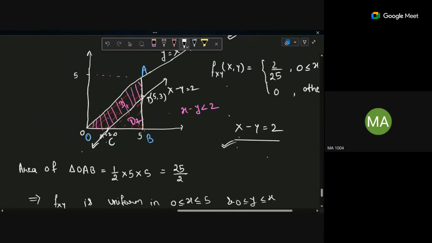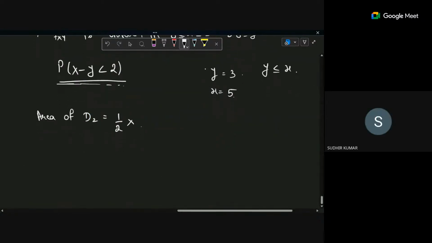Area of T2, how will you get it? Half into base into height. What's your base here? The length of base is 3. Ma'am, height is also 3. Base is also 3 and height is also 3. Yeah. So it will be 3 into 3, 9/2.